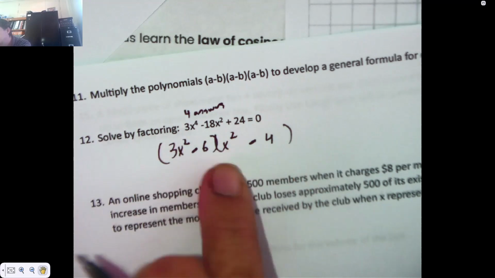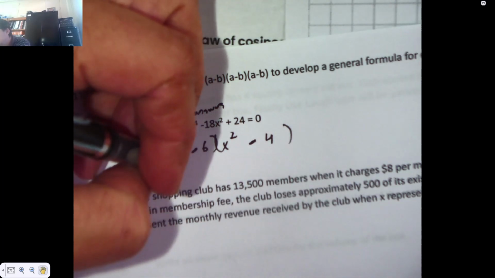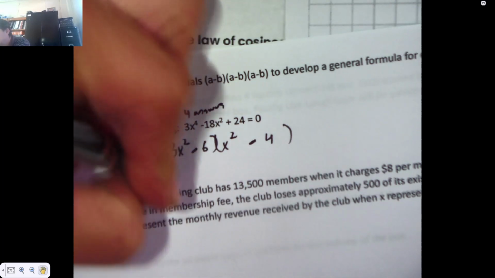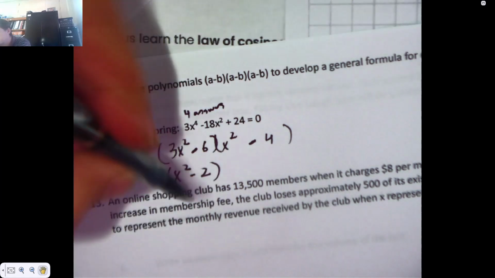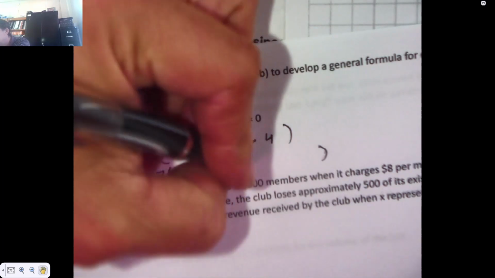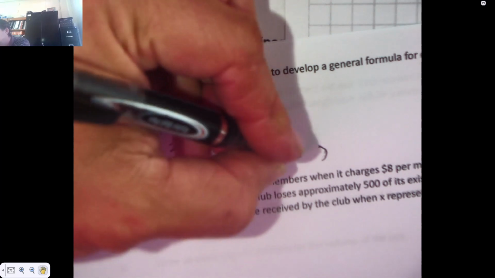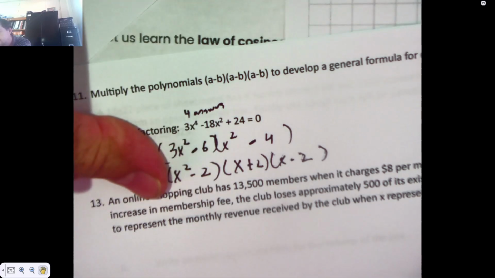Negative 12x squared minus 6x squared, choose factored. Just like that, I'm done. Now I'm going to factor a little bit more. I'm going to pull a 3 from the front. This doesn't factor anymore unless you use radicals. This factors. That's x plus 2 and x minus 2. There's the complete factorization. She does have 4 answers. She's only got 3 factors of variables, but she has 4 answers.